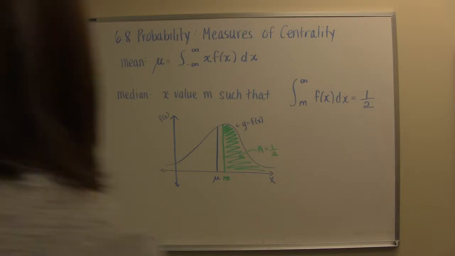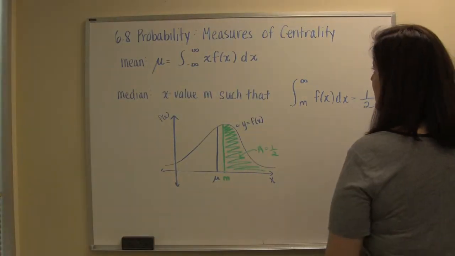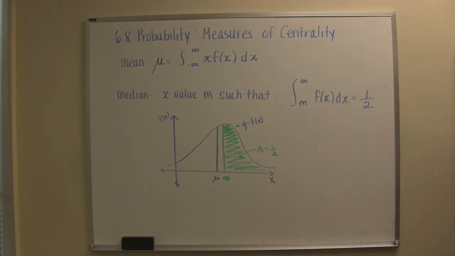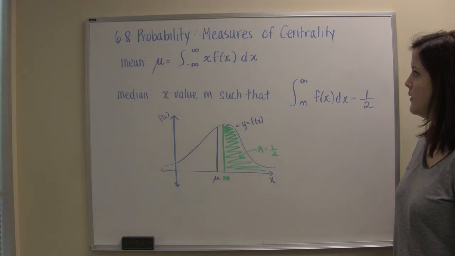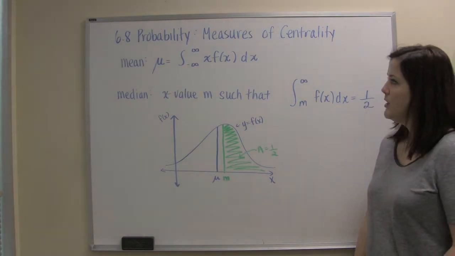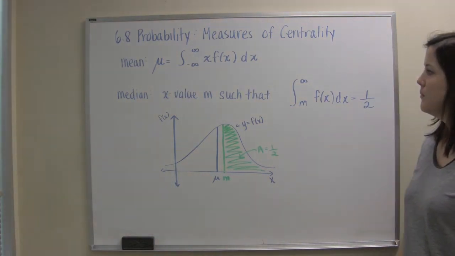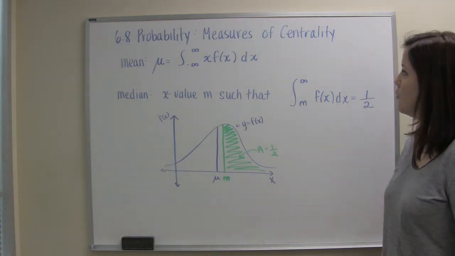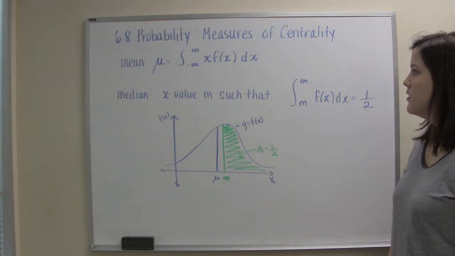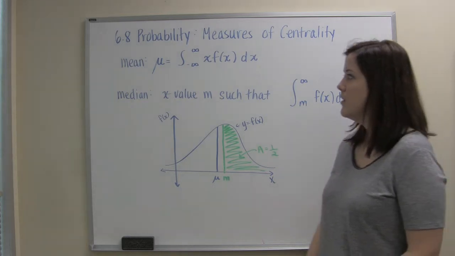Okay, so the next topic we can discuss in terms of probability are measures of centrality. And so you have, of course, these full definitions on the handout, so I encourage you to print that out to follow along. But we're going to be talking about two different values that tell us some information about our probability density function. So the first one is the mean, and the mean is the long run average.